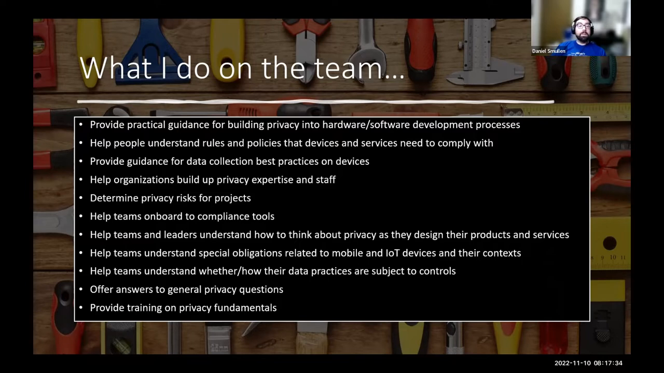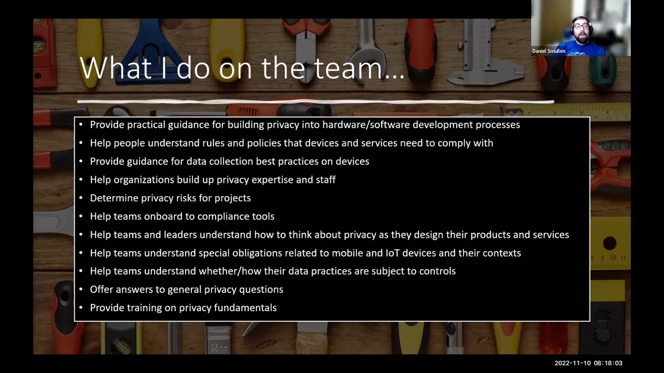I help teams and leaders understand how to think about privacy as they design their products and services. That's really important because often business leaders have very little background in privacy. Now, I'm very fortunate where I sit, where the leadership that I report up to has extensive privacy expertise. That makes my job a lot easier, but not everybody has that. So it's important to make sure that everyone's on a level playing field and they understand what I'm talking about when I go deep into some of the theoretical aspects that I'm going to talk about in just a minute.